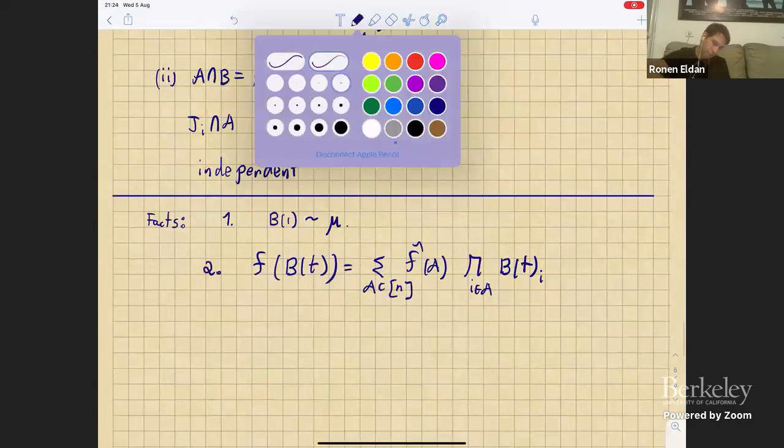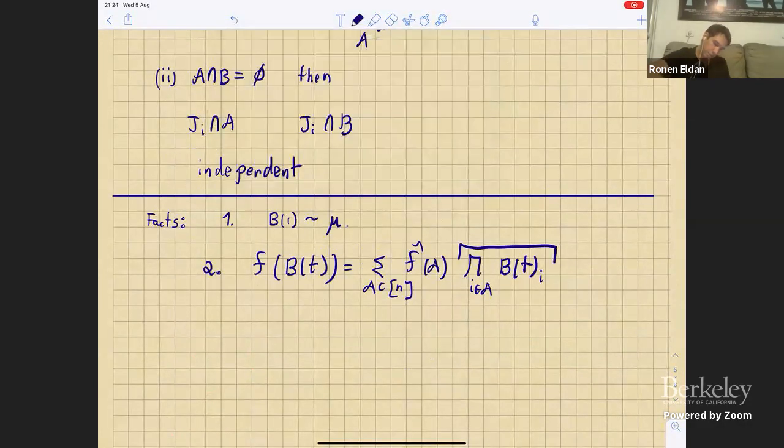And now this product, well, this is a product of IID martingales. A product of IID martingales is itself a martingale. Okay? So every summand here is a martingale. So it's the sum of martingales. So this entire thing is a martingale.